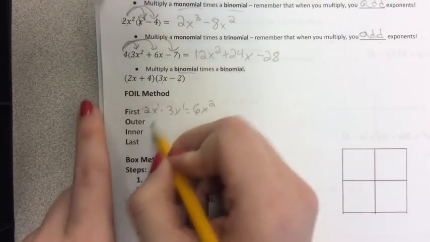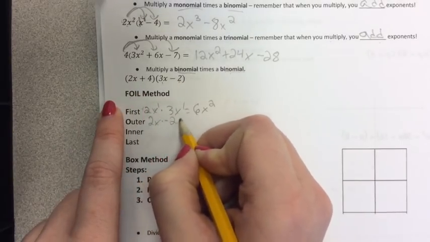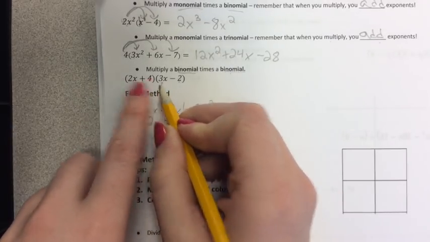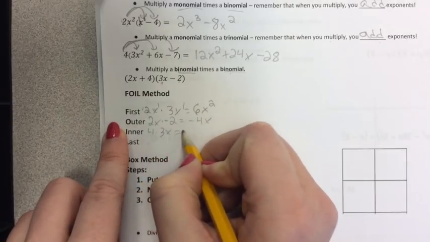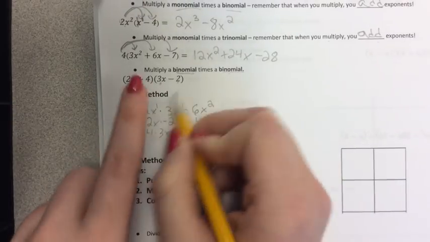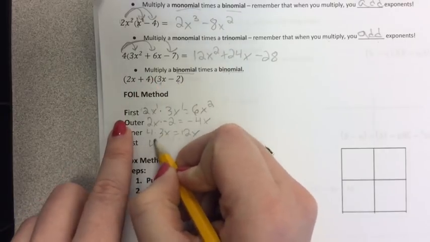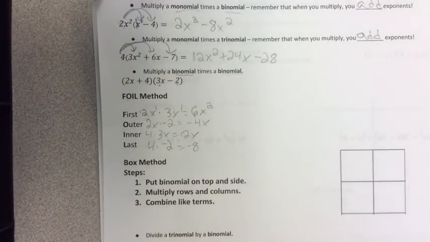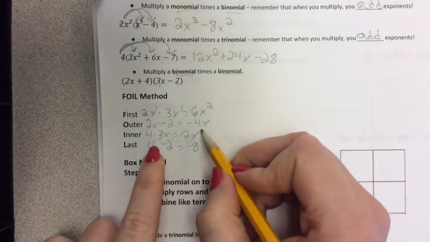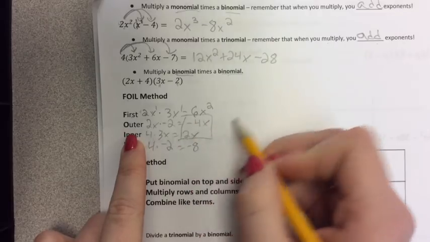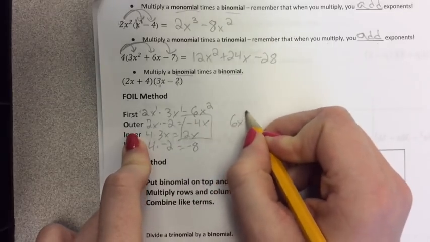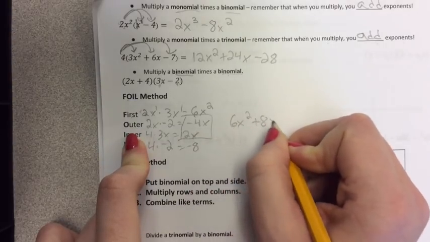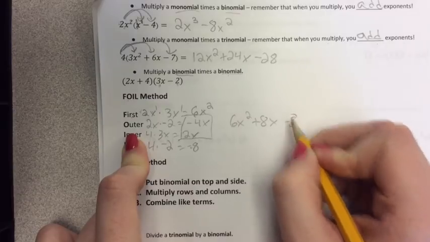Outer means the 2 outer terms. So 2x times negative 2, which gives me negative 4x. Inner means the 2 ones that are inside, so 4 times 3x, which gives me 12x. And then last means the last 2 terms, so 4 times negative 2, which gives me negative 8. So then you look to see if you have any like terms, just like we did when we were adding and subtracting. I have like terms right here that I can combine. So 6x squared, I can combine these. Negative 4x plus 12x gives me 8x, and then negative 8.